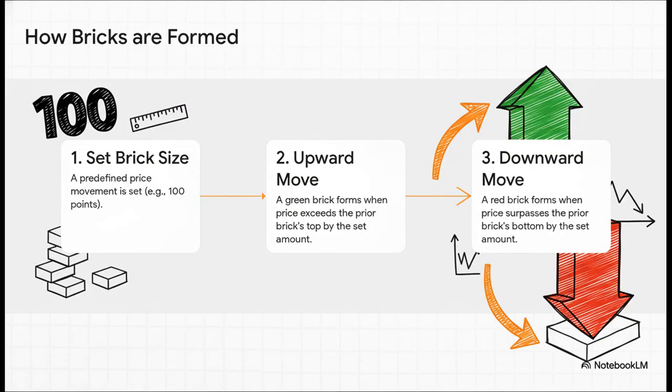So how do these bricks actually get made? It's brilliantly simple, really. First, you set a brick size. Let's just say 100 points for our example. Now, for a new green up brick to appear, the price has to move 100 points above the top of the last brick. And for a red down brick, you guessed it, price has to fall 100 points below the bottom of the last one. That's it. That's the whole mechanism. No time, just pure price action.